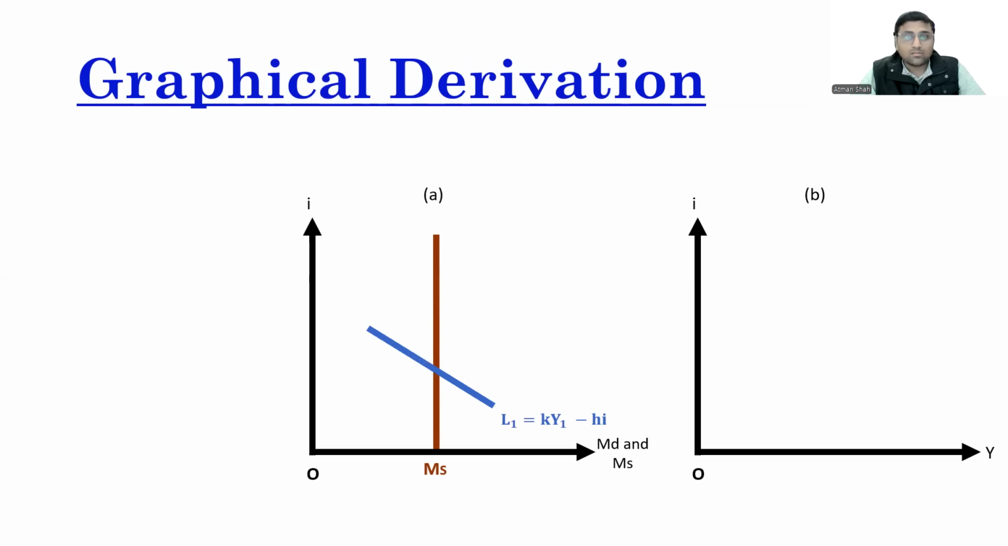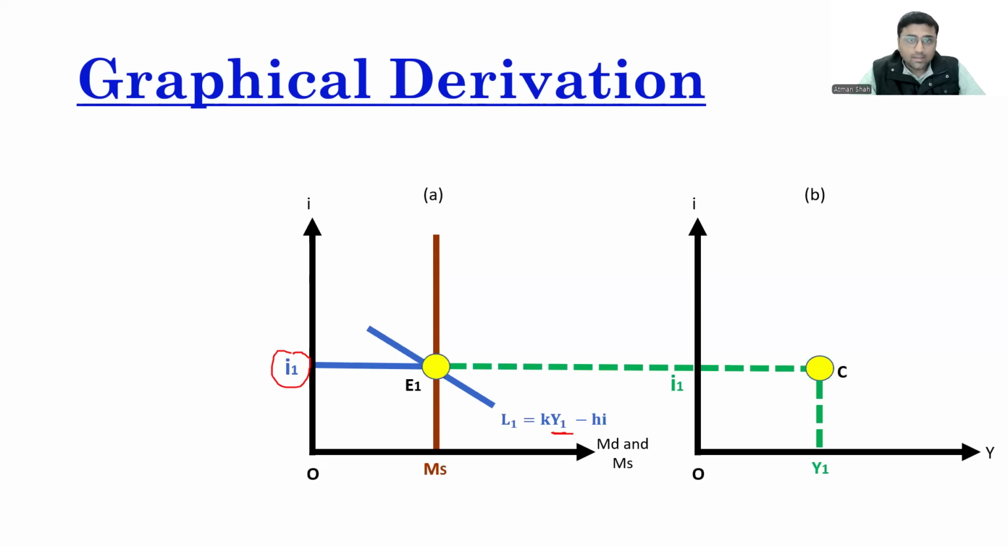This is L1. Now, E1 is the equilibrium point at which demand for money is exactly equal to supply of money. And here you can see the level of income is Y1. And equilibrium rate of interest is I1. So therefore, this I1 is associated with Y1 here. So the reflection of E1 point in panel B is C, that shows the relationship between I1 and Y1.